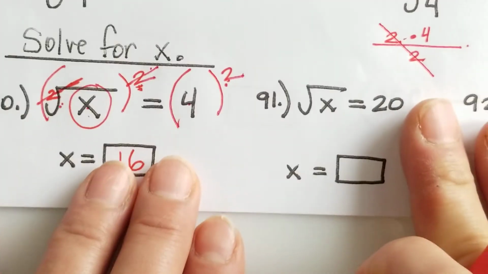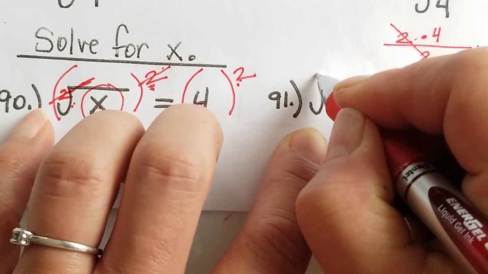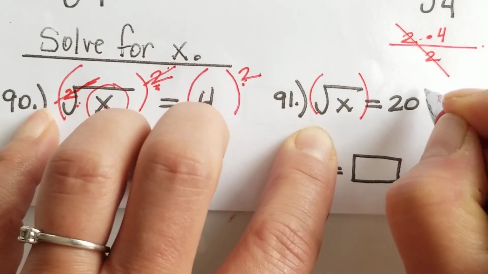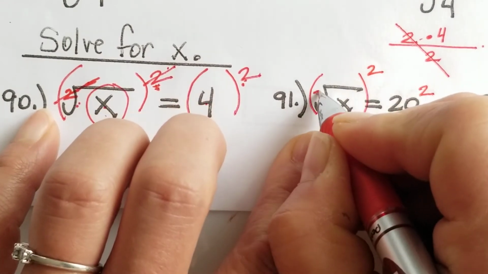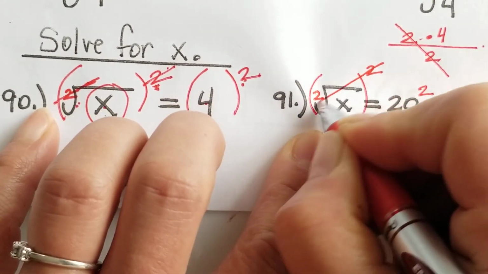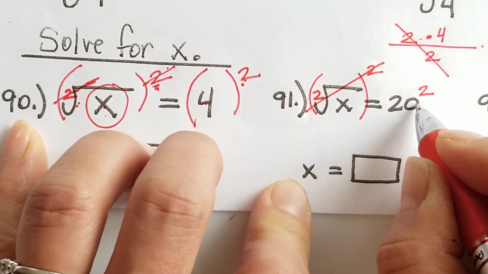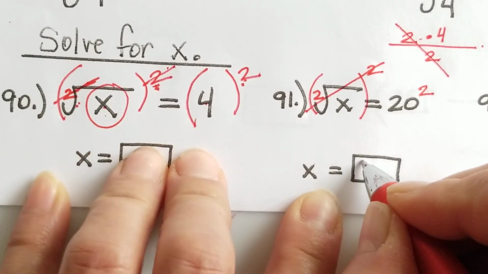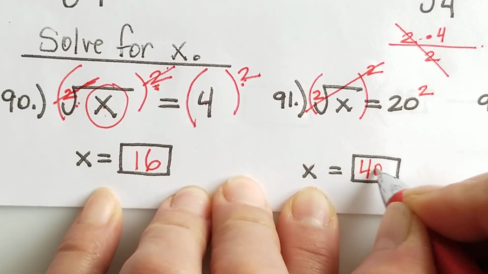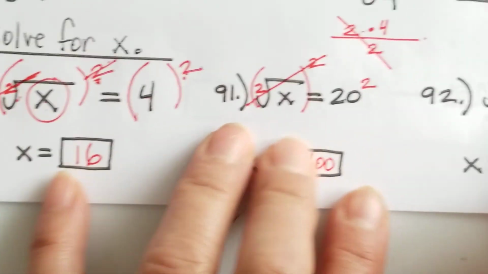Okay, same thing here. We want to undo this radical sign. So we're going to square both sides. Remember the index of 2 here allows me to cancel those out. And the radical, I'm left with just x. But I have to square this side. And x equals 400. Because 20 times 20 is 400.